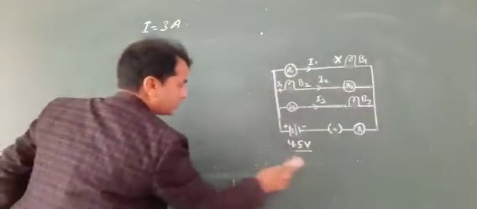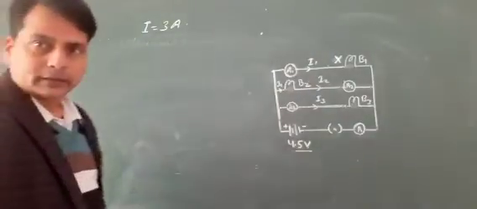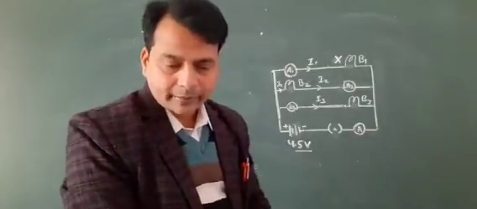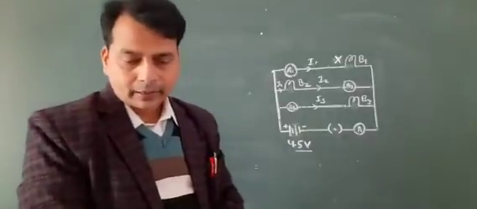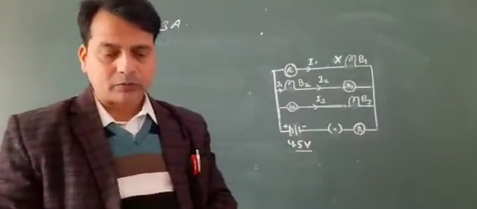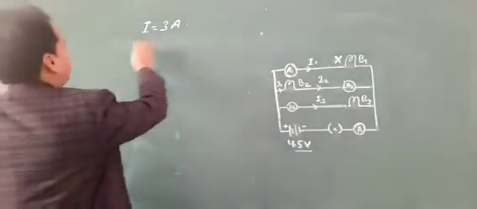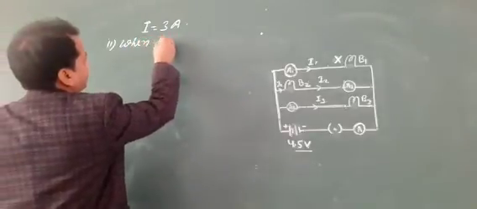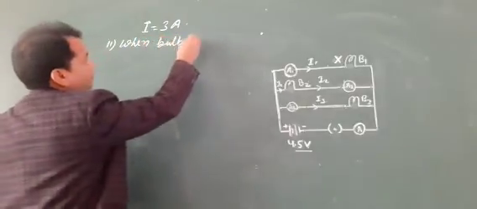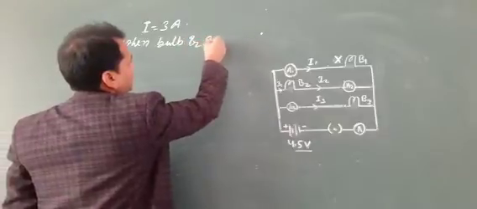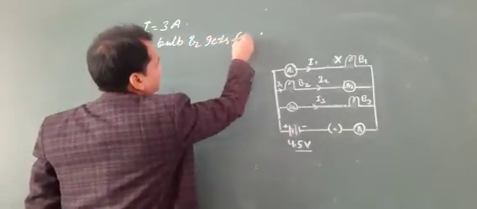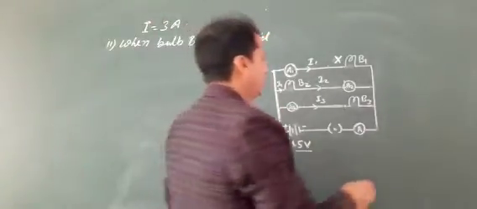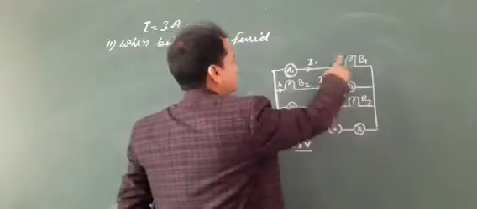Question number 2. Second question. What happens to the reading of ammeter A1, A2, A3 and A when the bulb V2 gets fused? When the bulb B2 gets fused. Now the bulb B2 here gets fused.